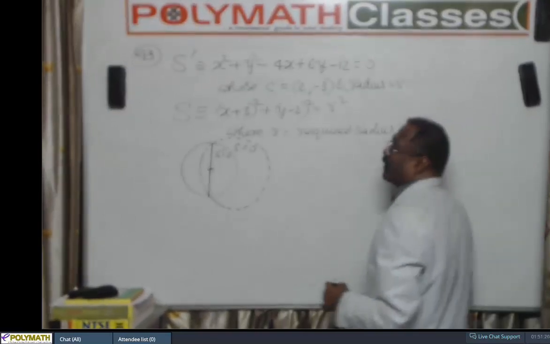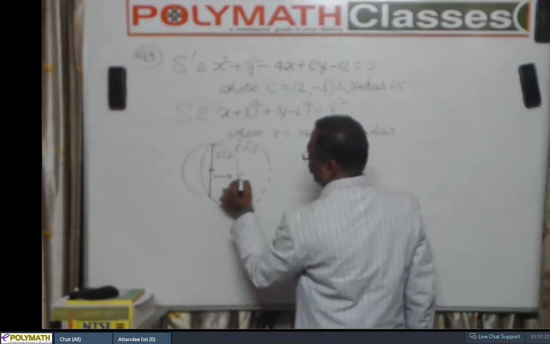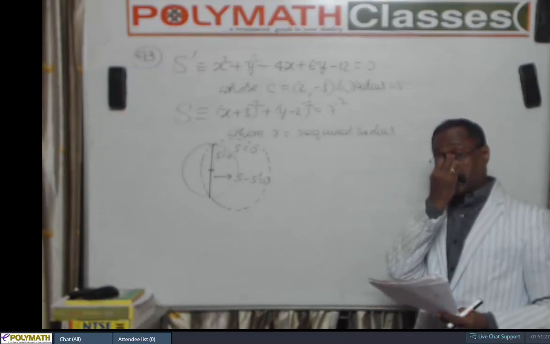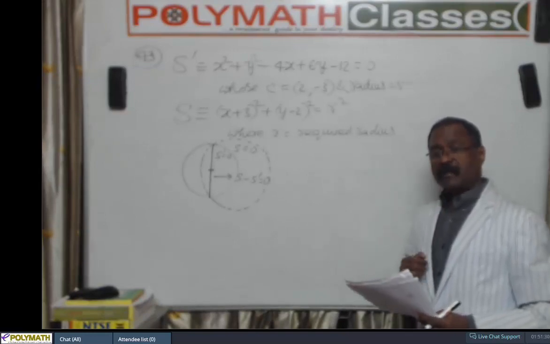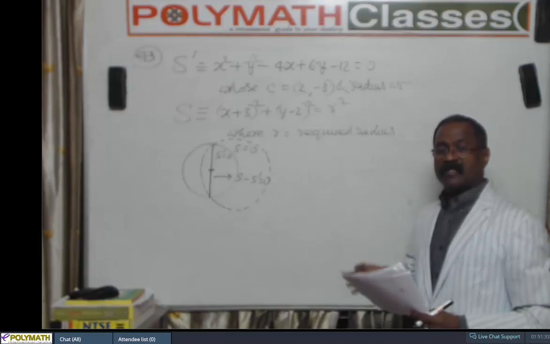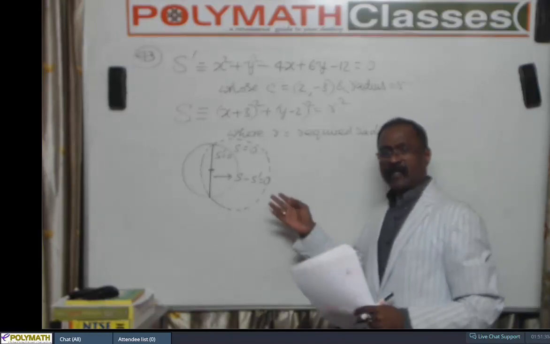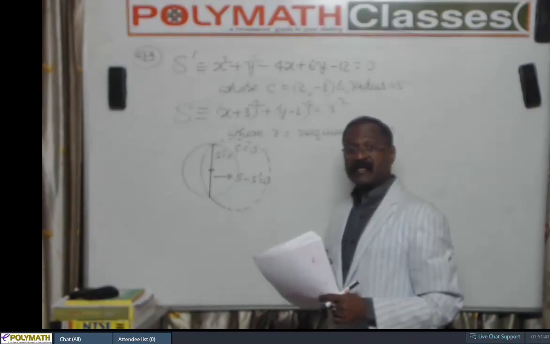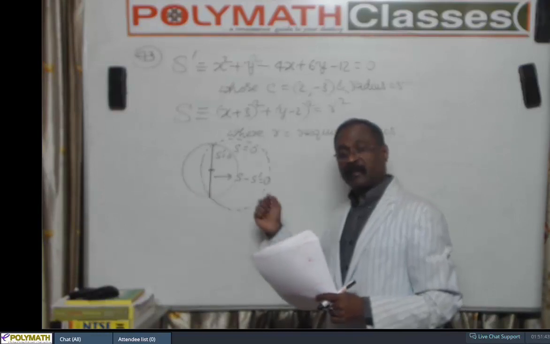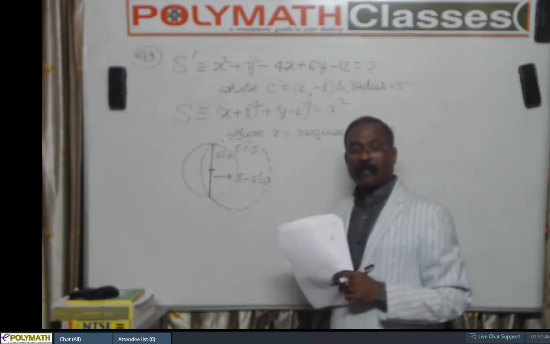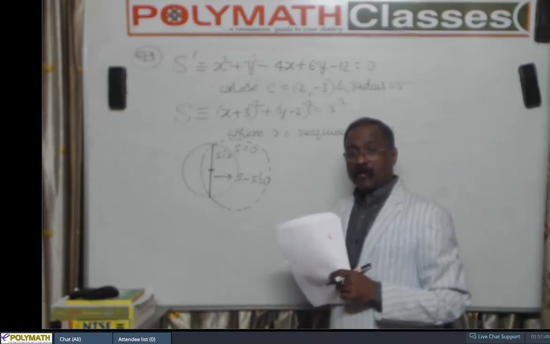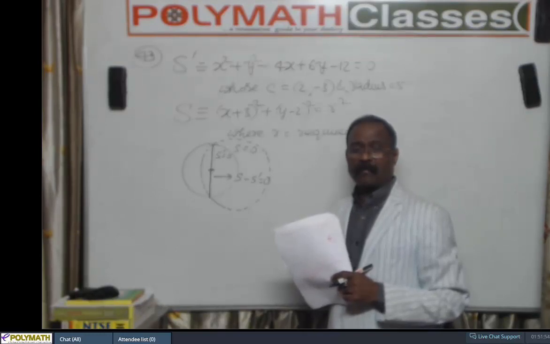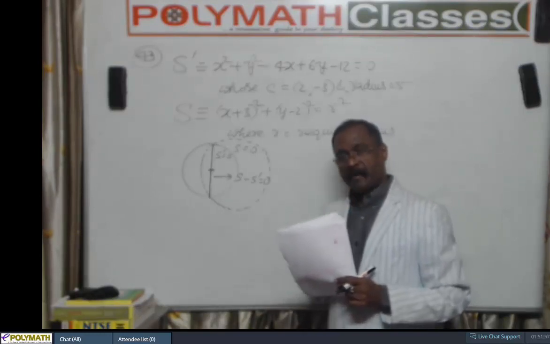Ultimately, what is to be found out? You have to find out the equation of this, which is nothing but S minus S dash equal to 0, which is nothing but the common chord of the circles. In other words, it can also be asked: the former circle is bisecting the later circle, or the later circle is bisecting the former circle. Or it can be given like this also: one circle is bisecting the circumference of the other circle. All these are same in this case.